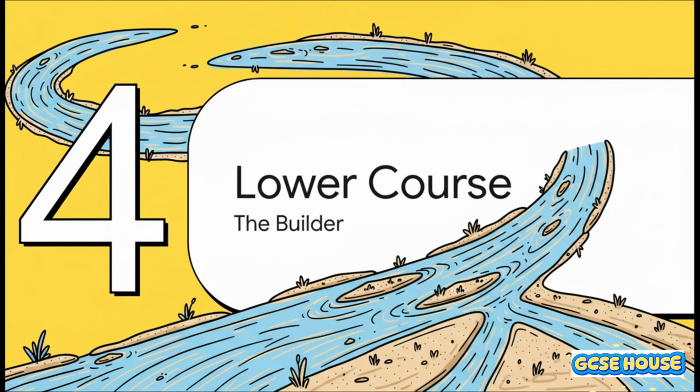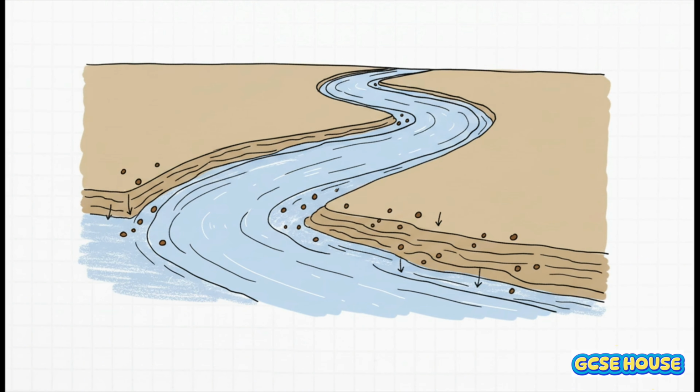Okay, we're reaching the final stage of our journey, the lower course. The river is in its old age now. It's wide, it's slow, and the land is super flat, and its main job is no longer cutting or wandering. Now it's a builder. So, the river has been carrying this massive load of sediment all the way from the mountains. But down here, it's moving so slowly, it just doesn't have the energy to hold on to it anymore. So it starts to drop it.